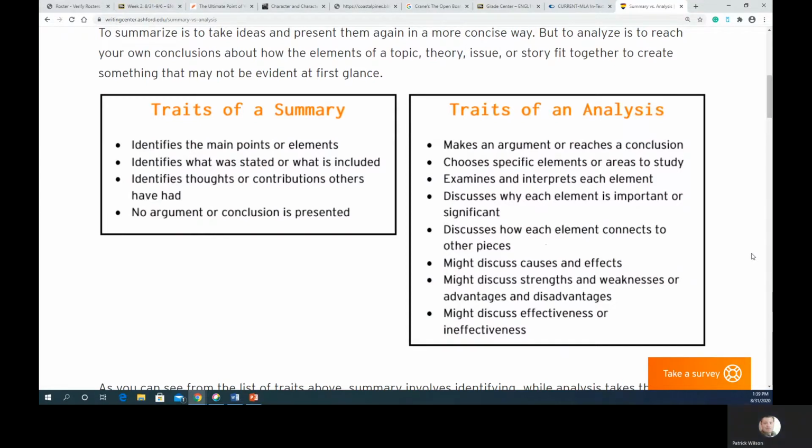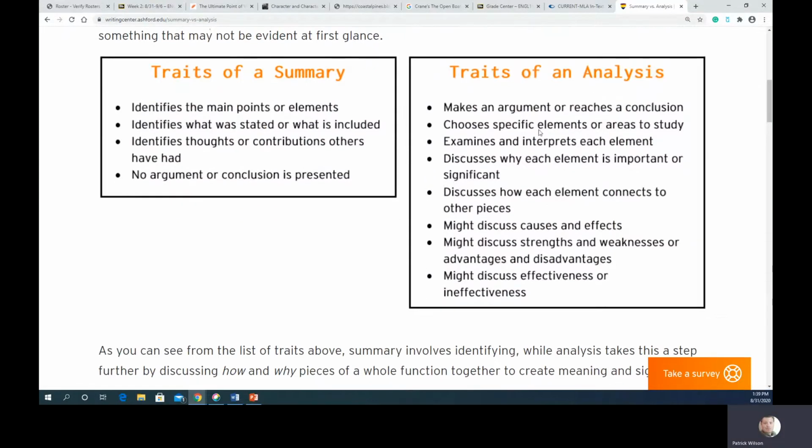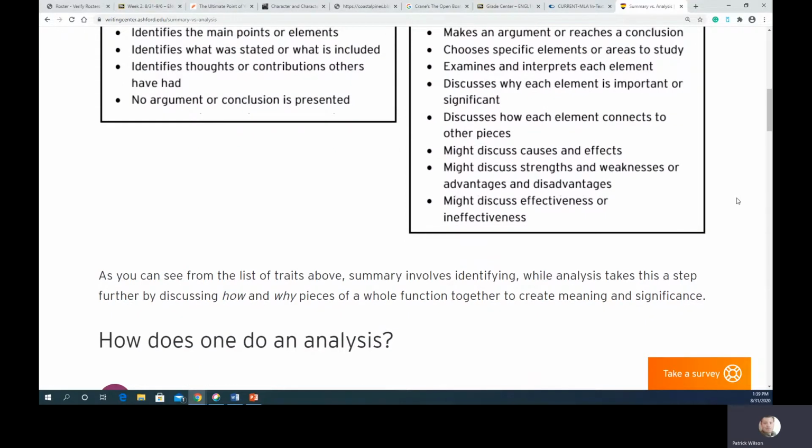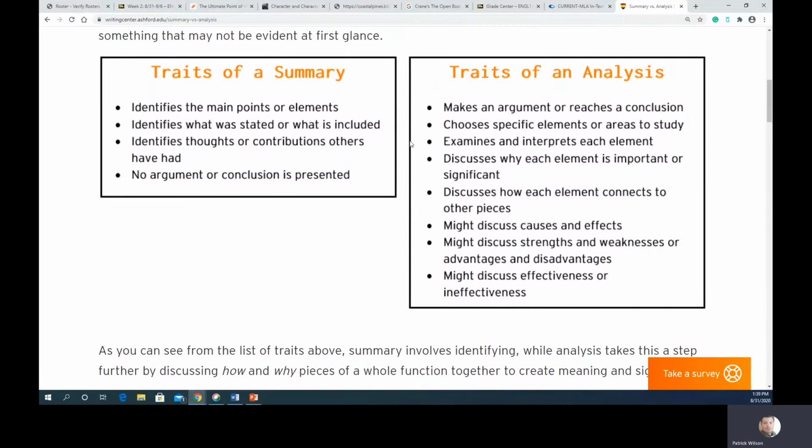But if you look, traits of analysis: makes an argument or reaches a conclusion, chooses specific elements or areas to study, examines, interprets each element, discusses why each element is important or significant, discusses how each element connects to other pieces, might discuss causes and effects, might discuss strengths and weaknesses or advantages and disadvantages, might discuss effectiveness over ineffectiveness. So you want more of this in your discussion questions, in your essays, and less of this, right?